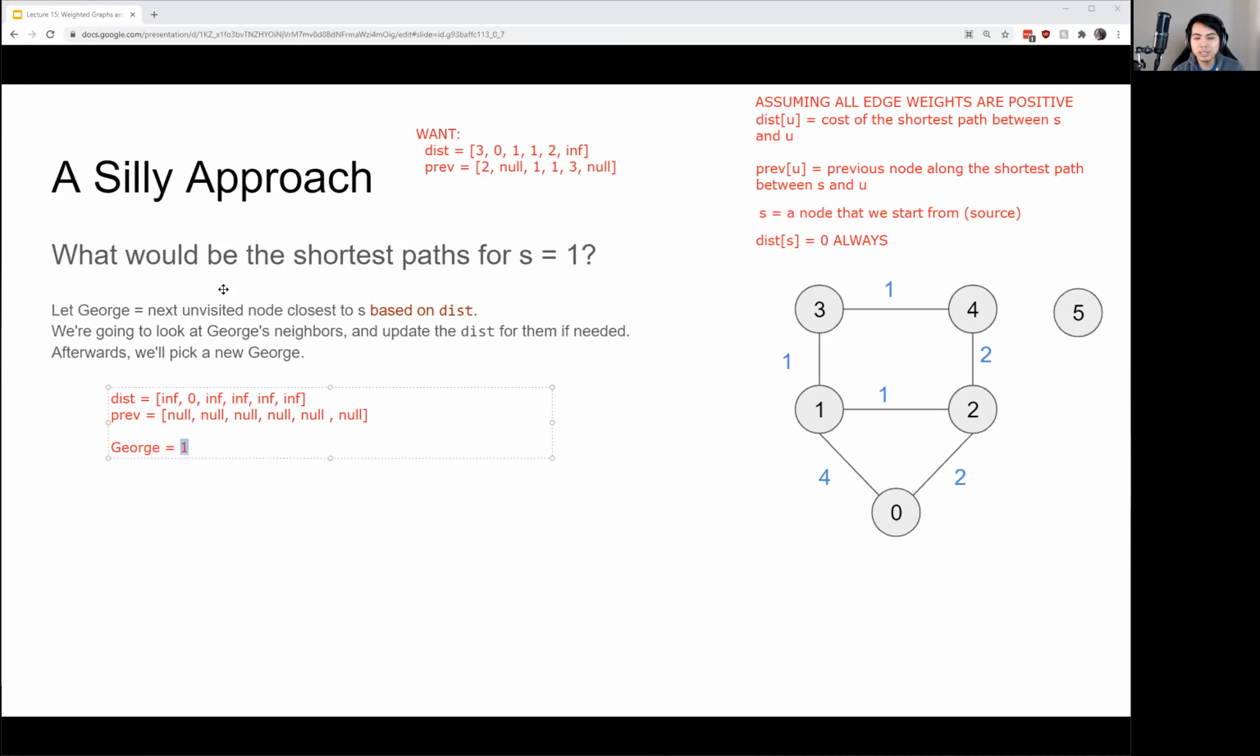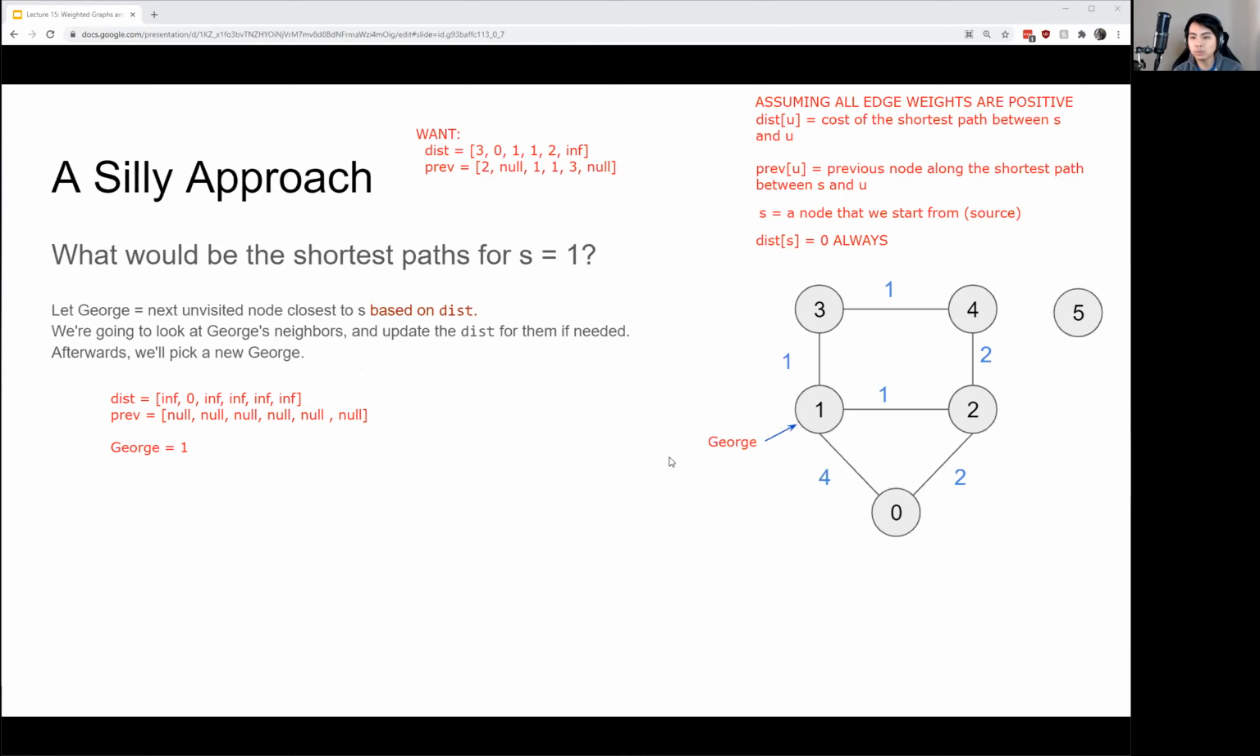Right? George is going to be this next unvisited node closest to S. That means that according to distance, the node that's closest to S right now is index 1, which has a cost of 0, which means that this node here is going to be our first George.